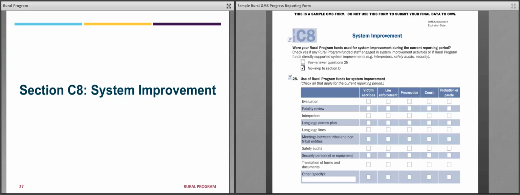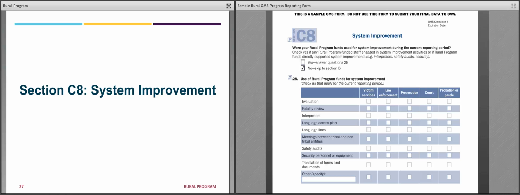Section C8, System Improvement. If your rural program funds were used to support system improvement during the current reporting period, check yes and answer question 28. If not, check no and skip forward onto section D.